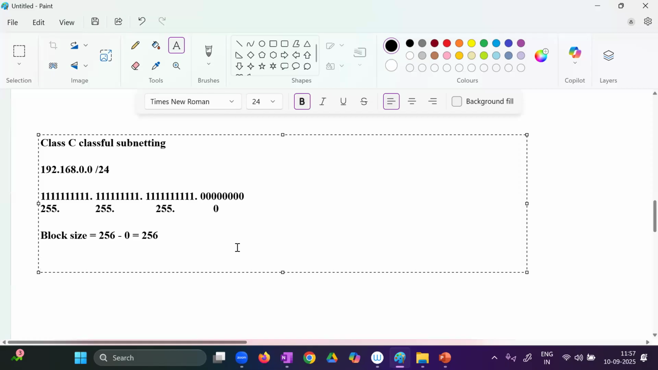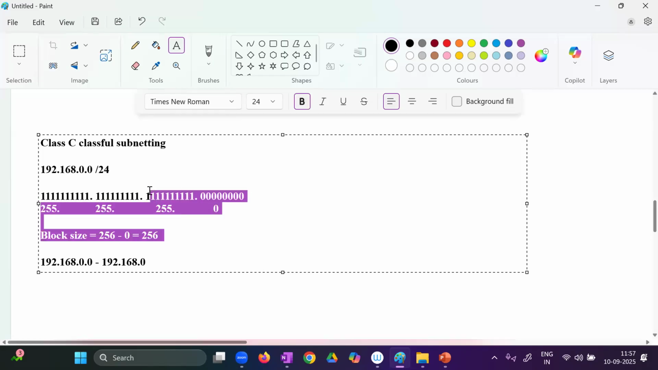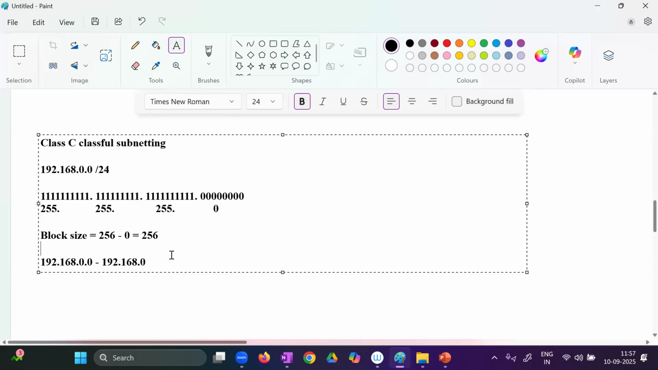What range will I be getting here? So you have to start from 192.168.0.0, then 192.168.0. Why will you write 0 here? Because this is fixed, the third one. You cannot change this. If I have got here 0, I have to write 0 only. There is no other option for me.